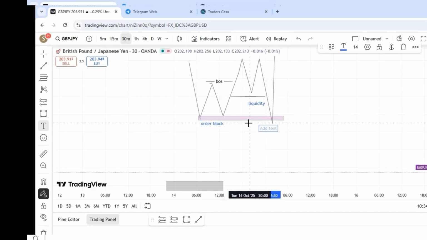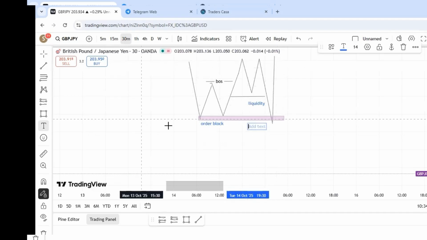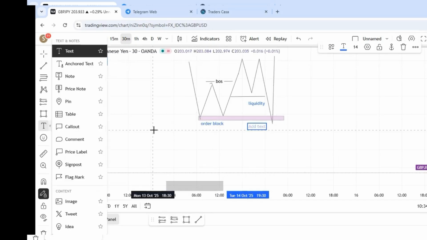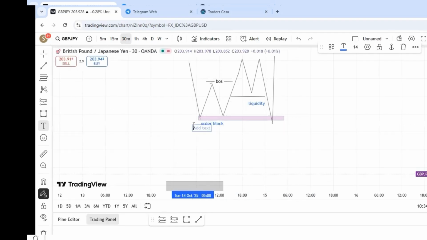And let's say for this market, the directional bias is a bullish trend. So this would be a bearish order block, and you know where you take your trade from. Sorry, bullish order block, I mean. Bullish order block.